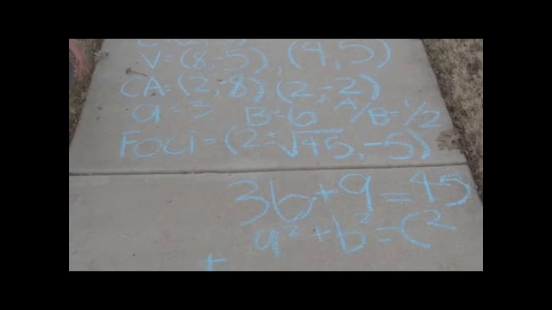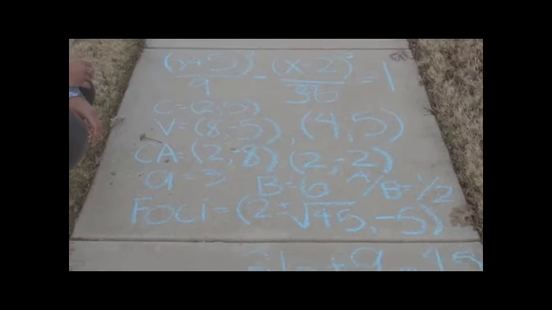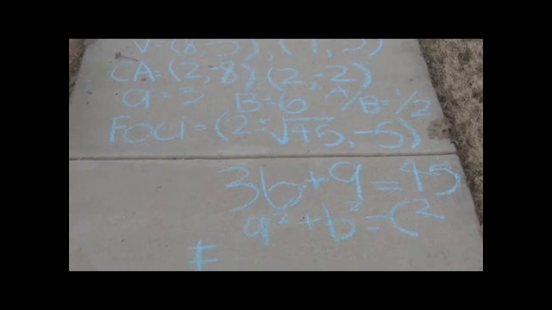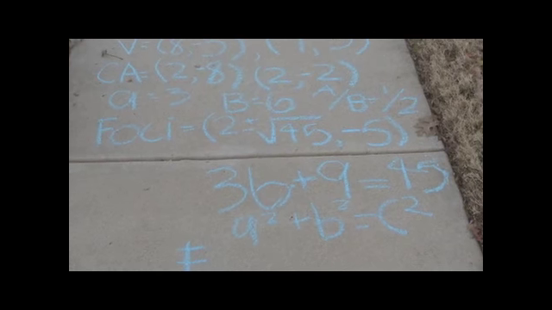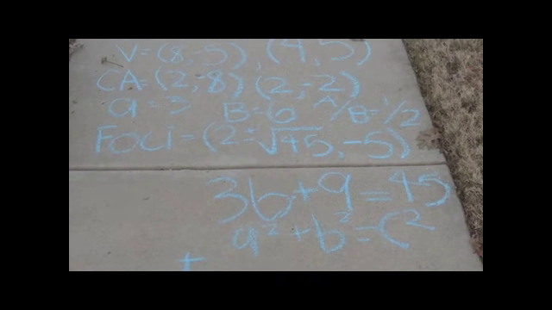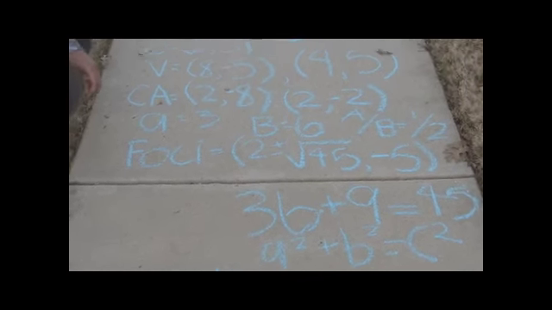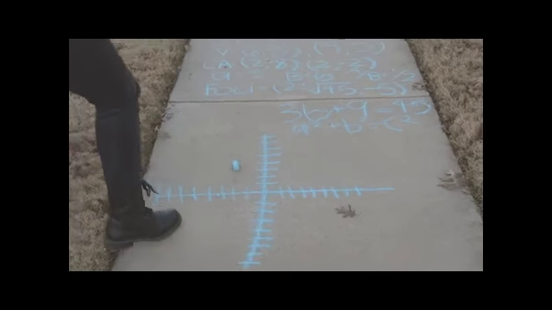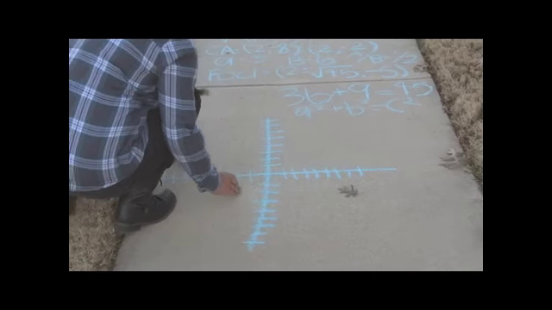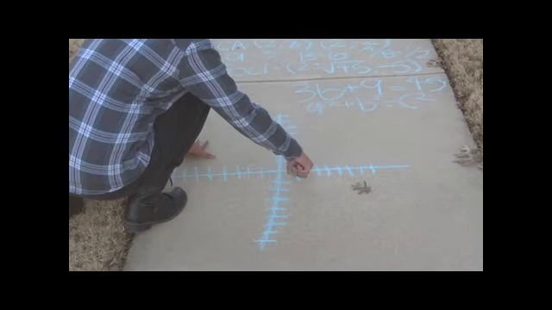For your foci, you'll do a² + b² = c², and you'll get root 45. And so you'll do 2 plus or minus root 45, −5. To find your slope, you'll do a over b, or rise over run, and you'll get 3 over 6, which is equal to 1/2.